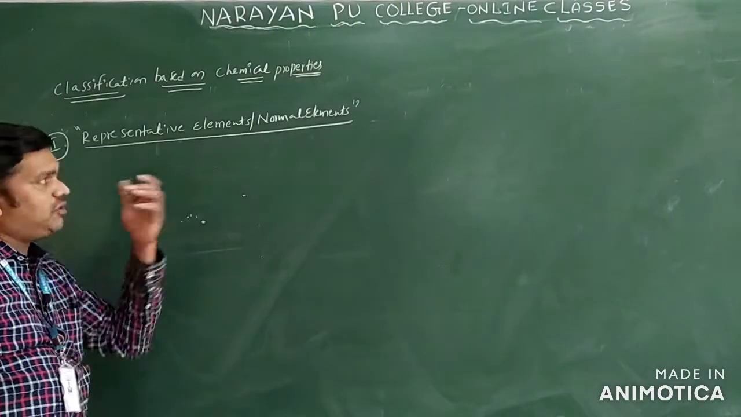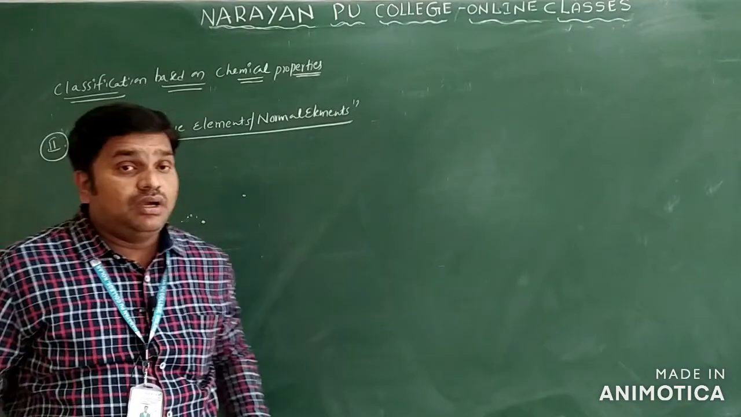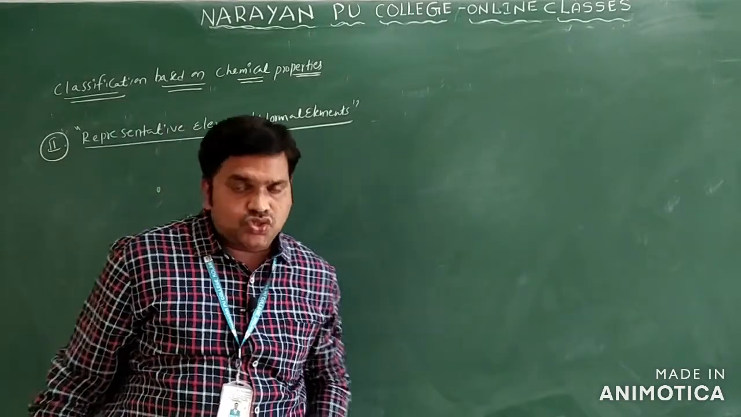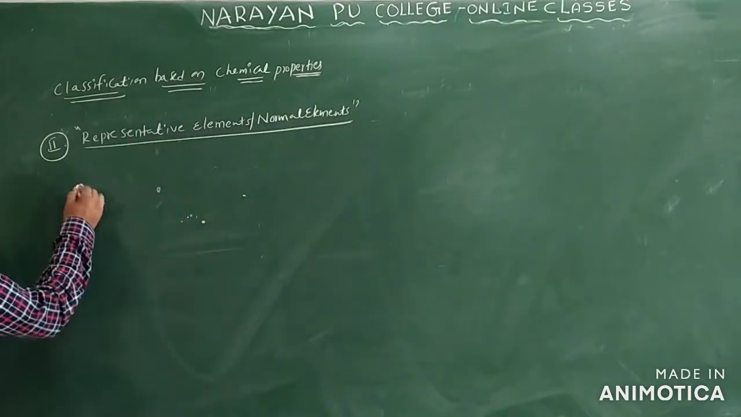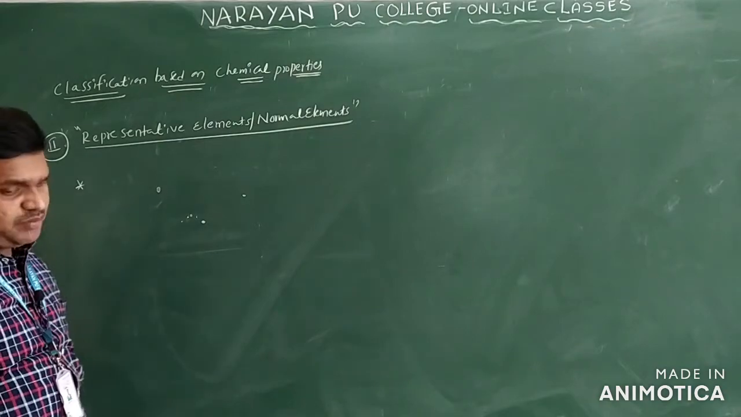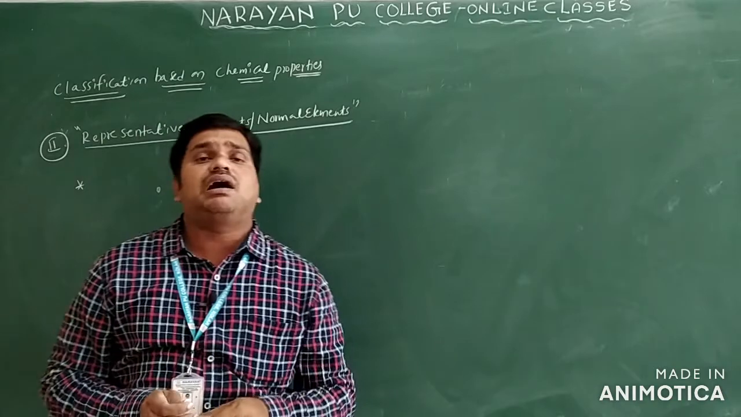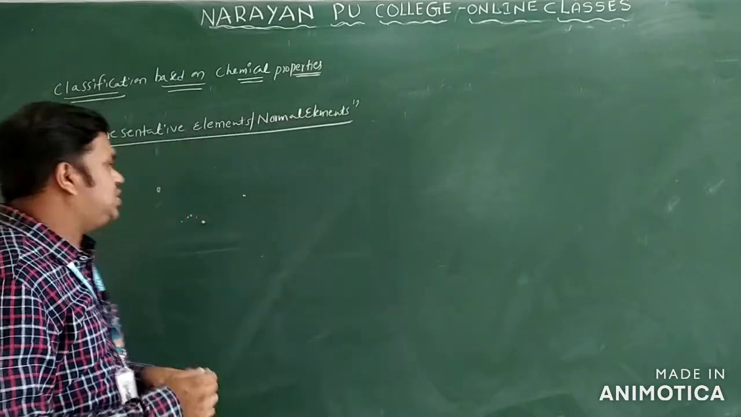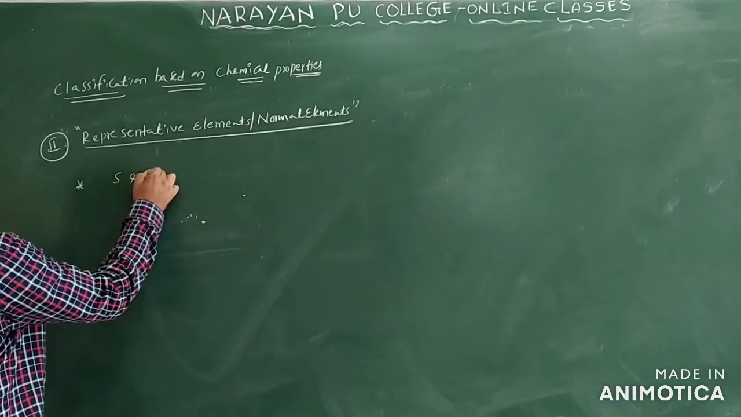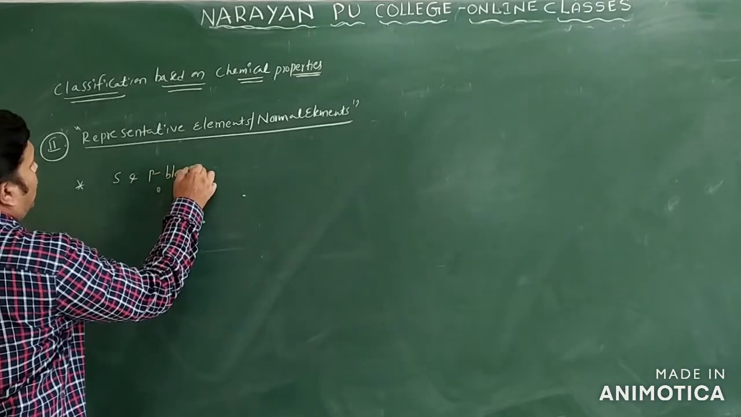The second one we have is representative elements, or normal elements only. So what are the representative elements here? S and P block elements. S and P block elements except noble gases are called representative elements only.